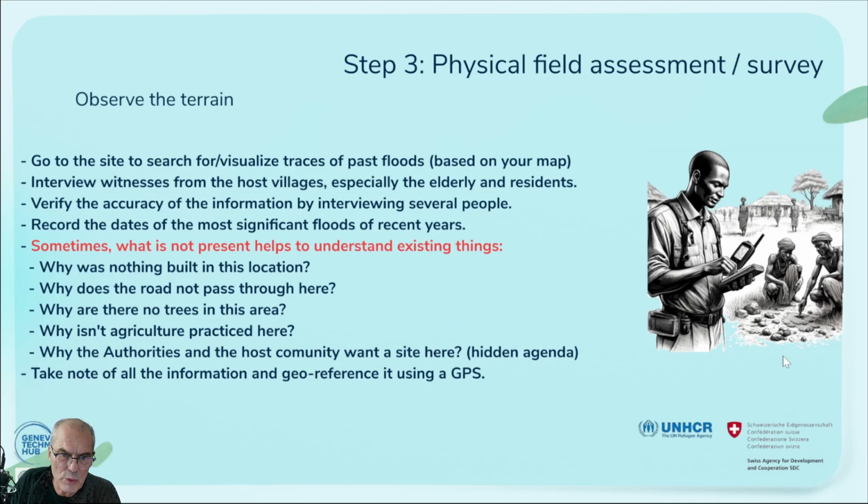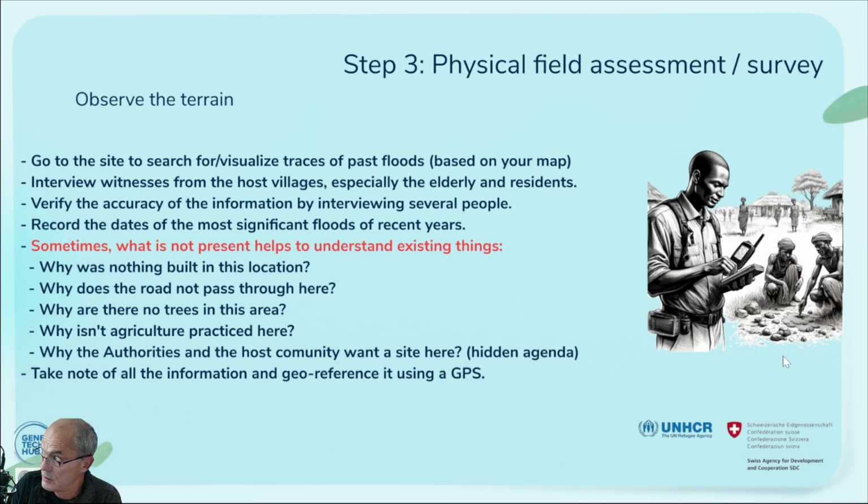Sometimes you have to see what is not there. The authority gives you a location and tells you it is a beautiful area to make a camp, a site. And you see it's a beautiful area, flat, fine, but there is nothing, and you ask why there is nothing. You might ask the local population, why don't you build shelters? They might tell you because it's flood prone, then it's clear. But they might tell you, because it's not good. The issue is that even the local population might have a hidden agenda.